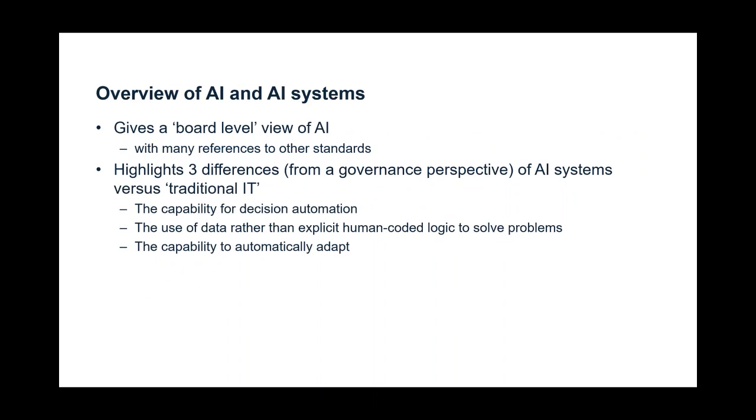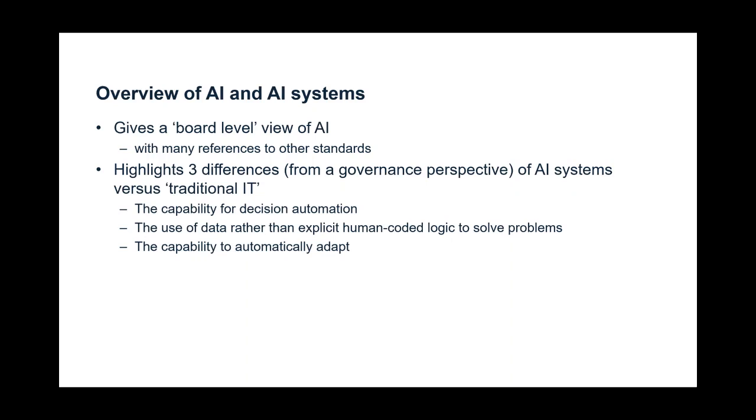Then there is the second point, which is that rather than humans explicitly coding the specific logic to solve problems, now when we are dealing with AI and machine learning, we provide the data and some high-level objectives. And it's the system that comes up with the specific way and the specific logic to get to that objective.